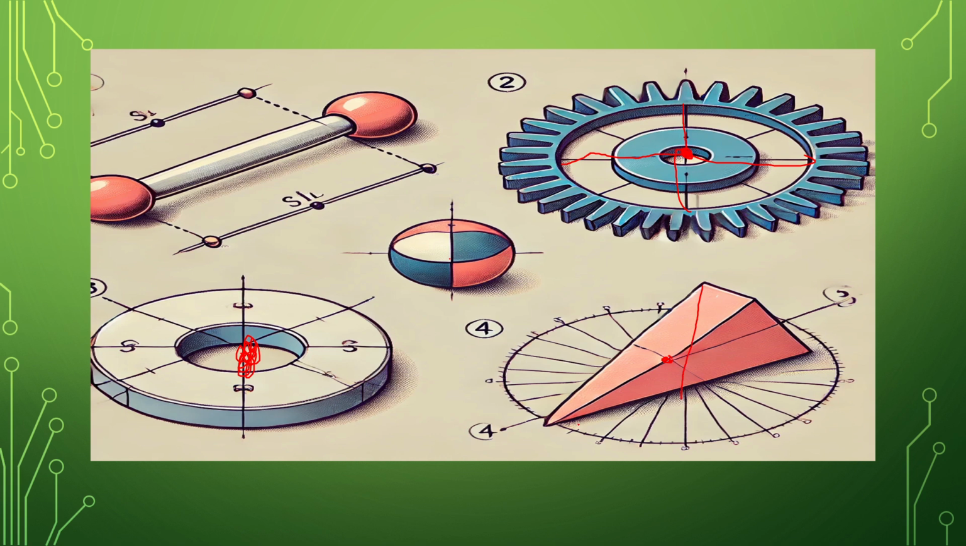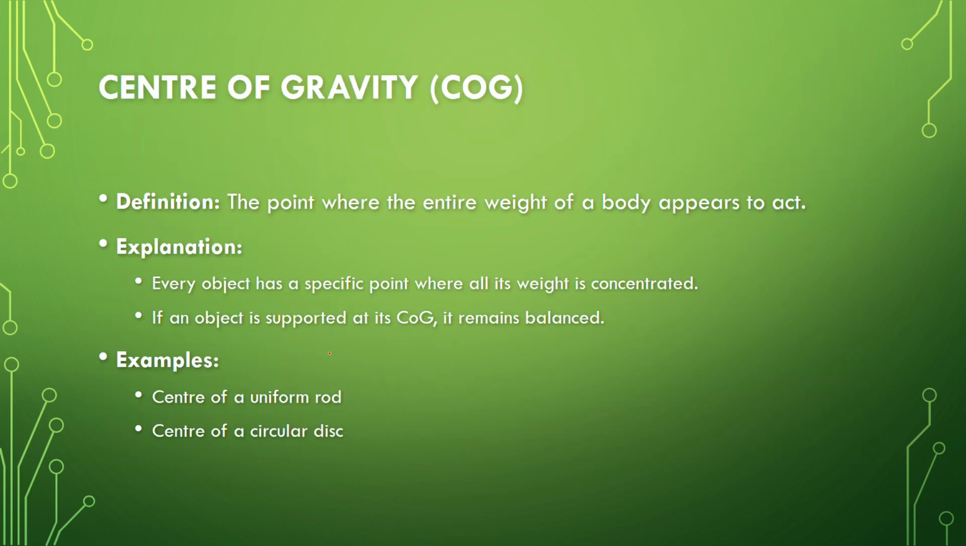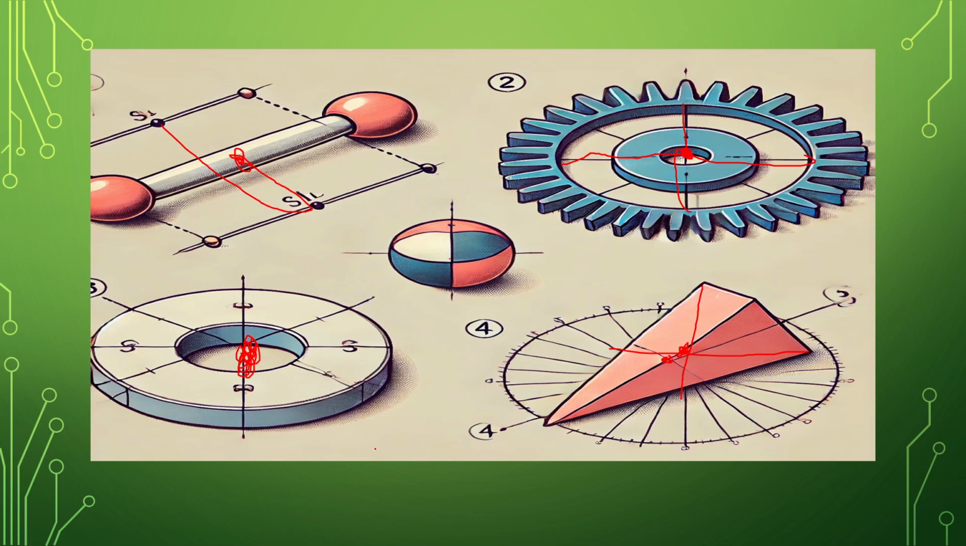And the center of gravity for this triangle is where all 3 medians of it meet. See, one, next two, and this meets here. So my diagram is wrong, but the center of gravity of this thing is right here. And for this thing it's a straight line, the center of the straight line, which is here. So this is the center of gravity for this. Okay, next, every object has a specific point where all its weight is concentrated. If an object is supported at its CG, it remains balanced. Example, center of a uniform rod, center of a circular disc, it's shown here.